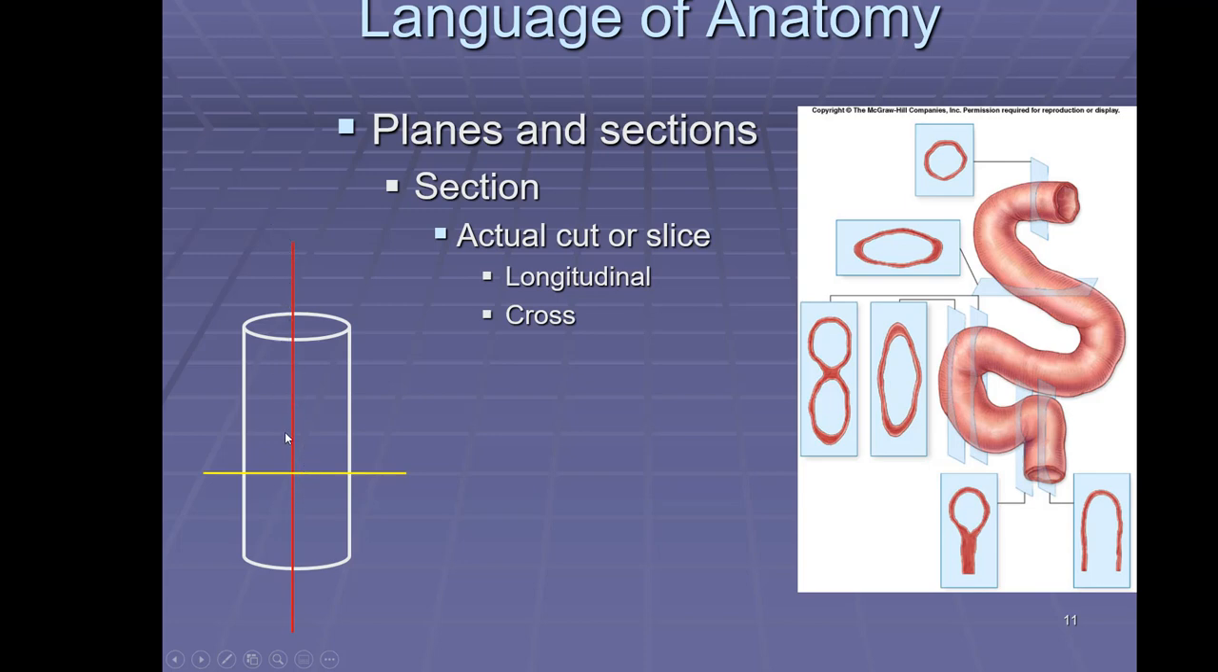And so we have two major types of sections that we can make. We can make what we call a cross section, which is where we cut across the long axis of a part of the body, or we can look at a longitudinal section. A longitudinal section is going along, or with, the long axis of a structure. So cross section cuts across, longitudinal goes with the long axis.